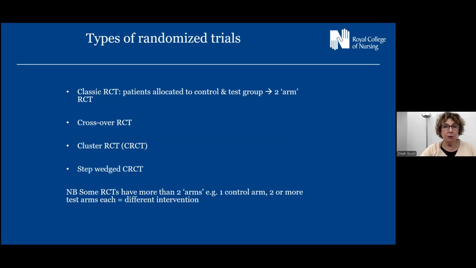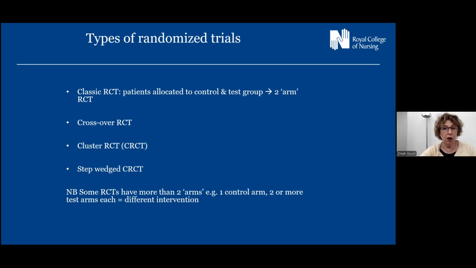So there are different types of randomized controlled trials, and you will read about them, so I'll give you some examples of them as we go through. So a classic randomized controlled trial are the ones where patients are allocated to test and control groups, like the aspirin trial we've just been talking about. Some trials are two arms of a trial. Those are the simple trials where you have just one test and one control group.